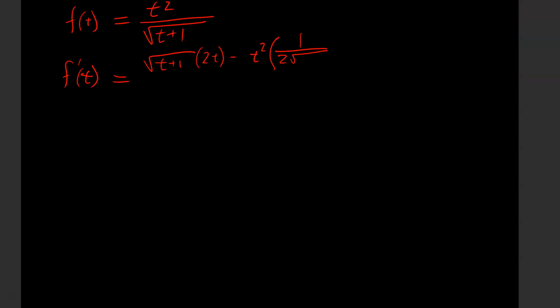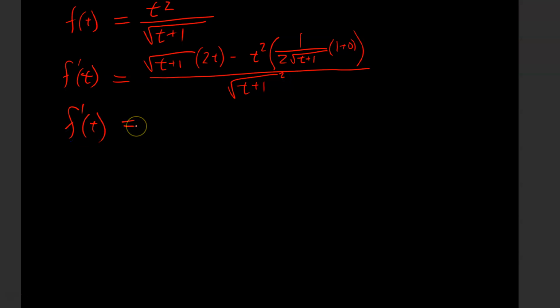So 1 over 2 times the square root of the input. That input is t plus 1. So you need to multiply by a 1, the chain rule. Maybe write that slightly differently. 1 plus 0 is the derivative of t squared plus 1. Divided by the square root of t plus 1 squared.